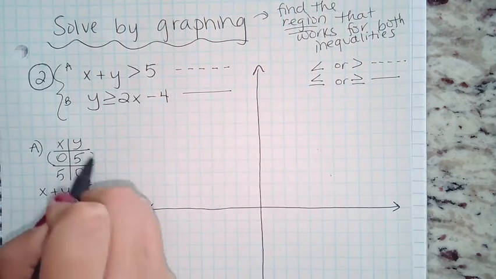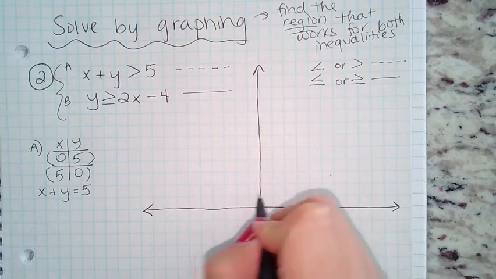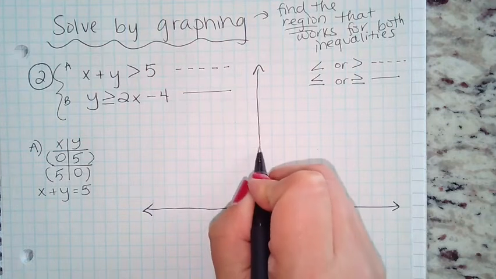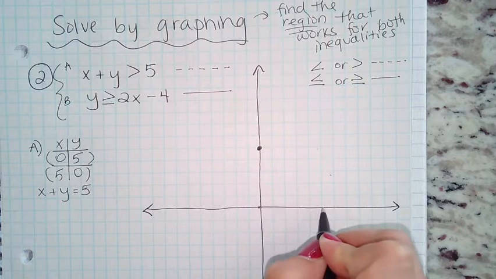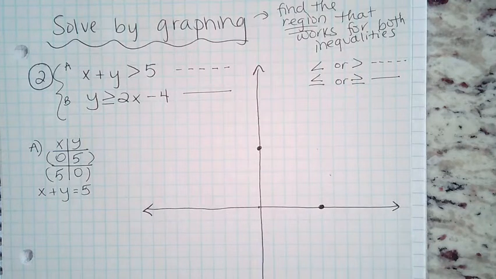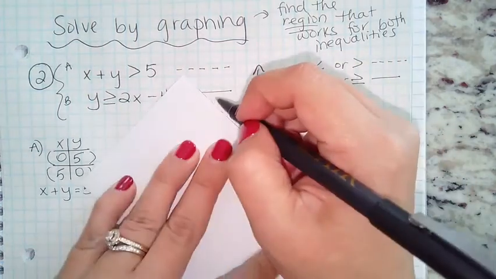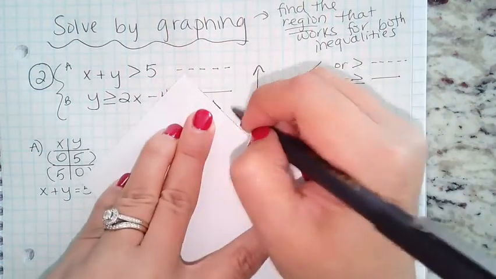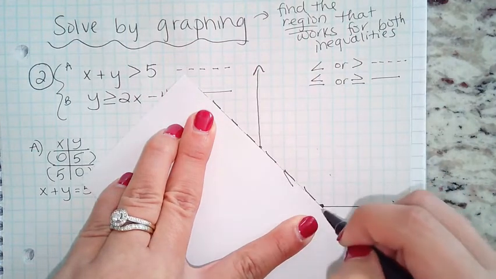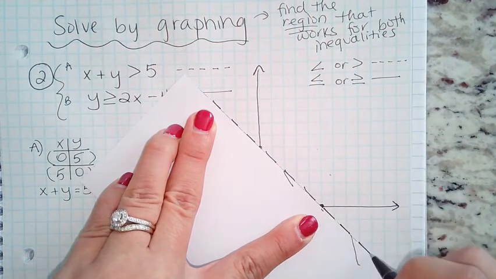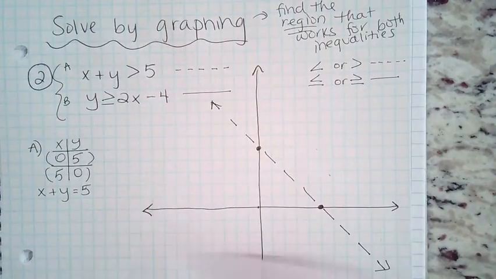I'm going to plot both of these points and connect them. Over 0, up 5. 1, 2, 3, 4, 5. Over 5, 1, 2, 3, 4, 5, up 0. And then I connect them. And remember, it's a dotted line. Oops. Do it in pencil. You can do a solid line and then erase. Some people really like to do that.